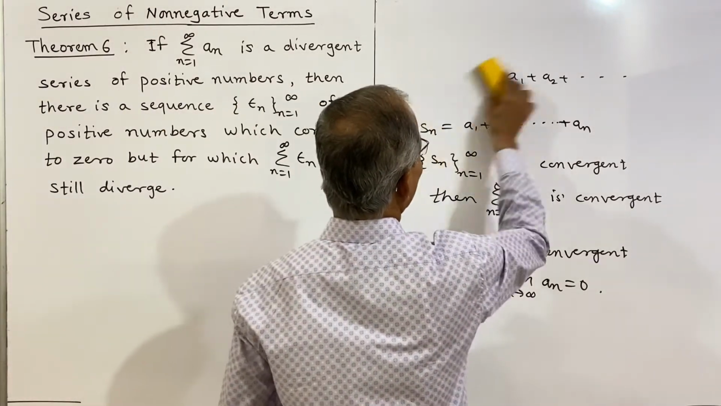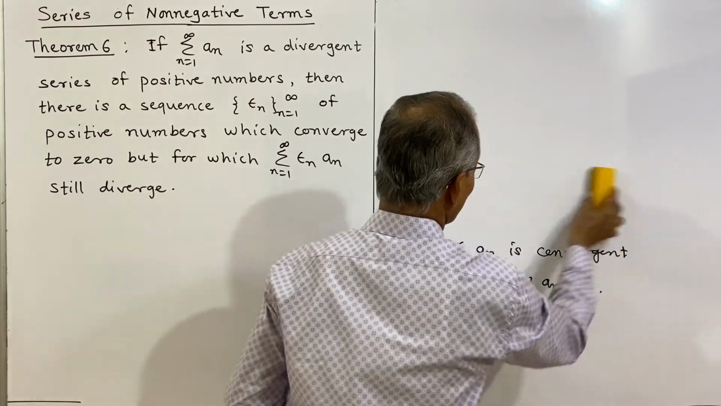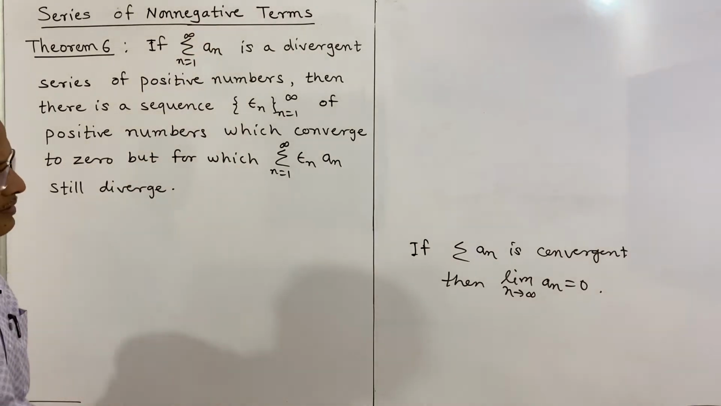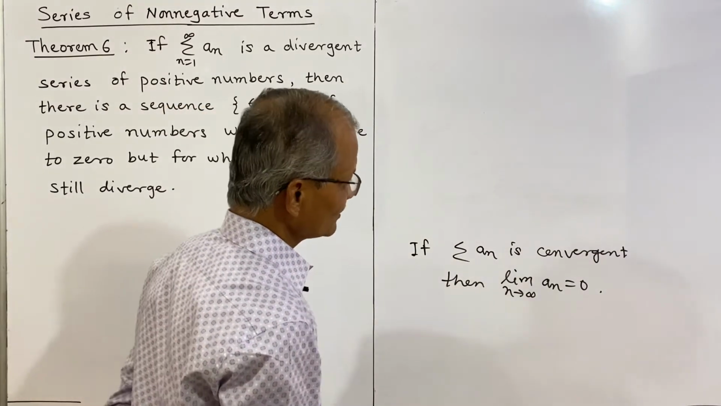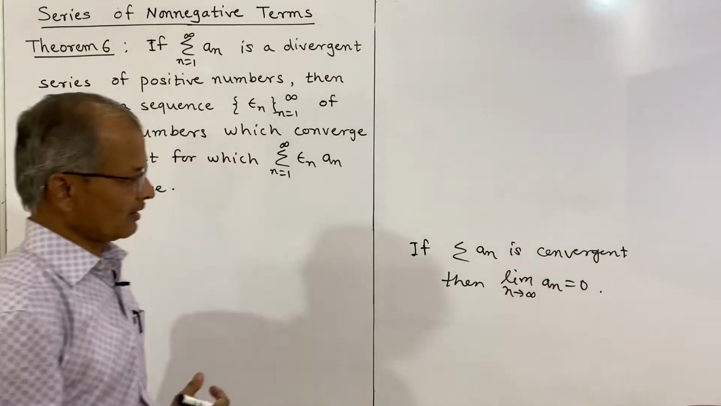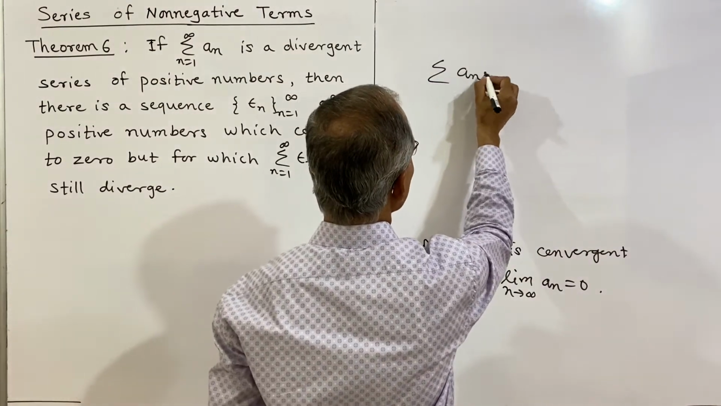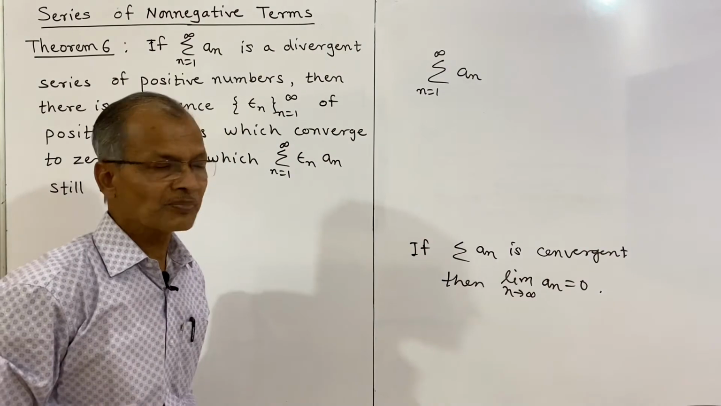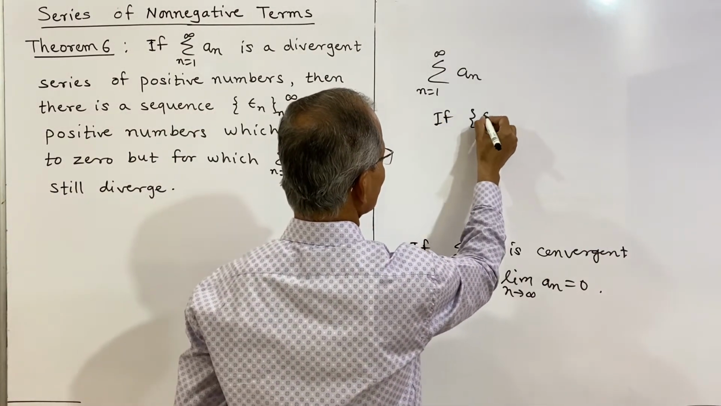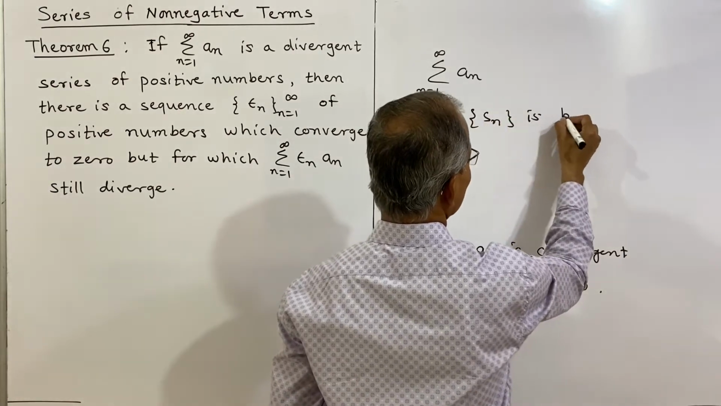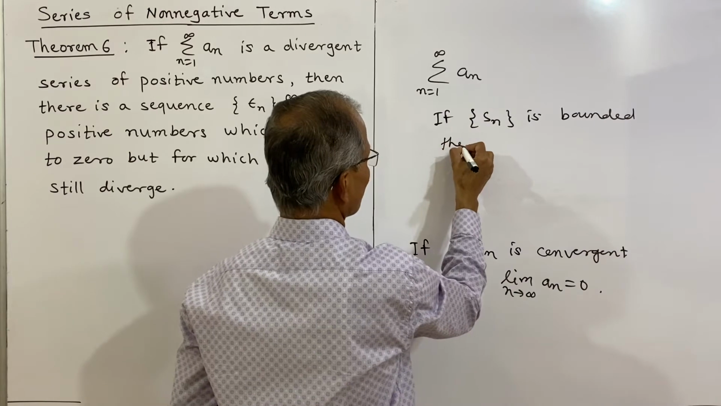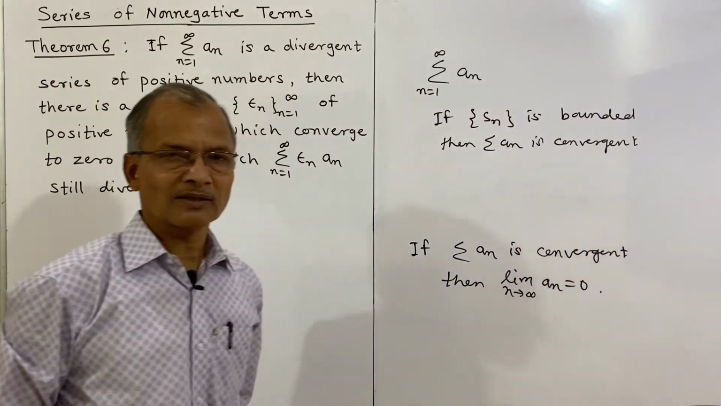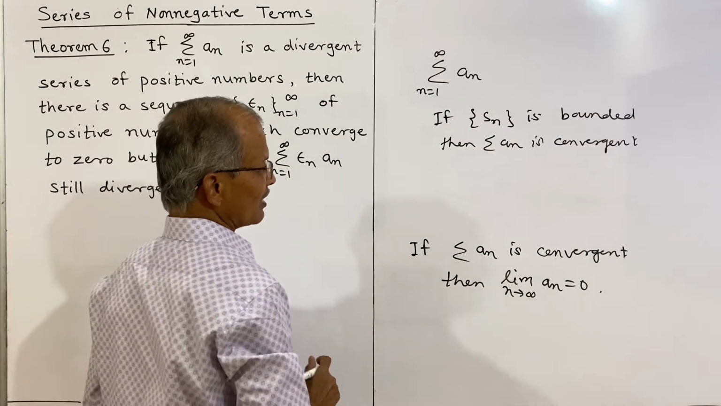And further we have studied series of non-negative terms. The meaning is every term of the series is non-negative, then that is a series of non-negative terms. Generally we may say series of positive terms. If summation an is a series of non-negative terms and Sn is the sequence of partial sums, then if Sn is bounded, the series sigma an is convergent. And if Sn is not bounded, then the series is divergent. So this is another result we have studied earlier.